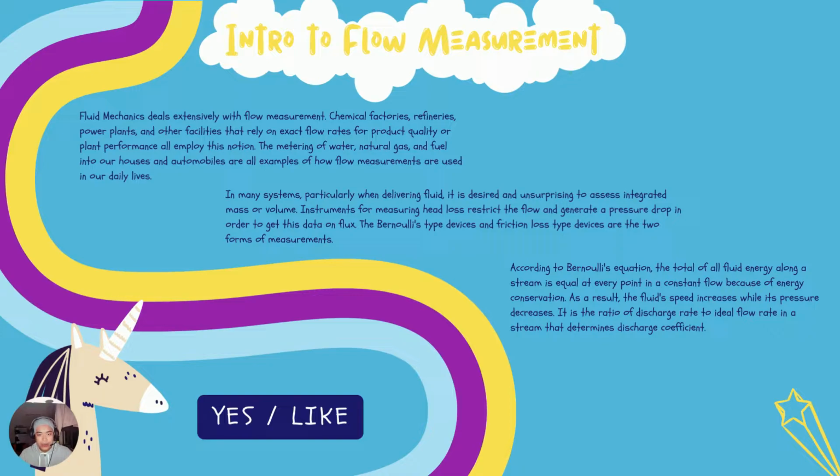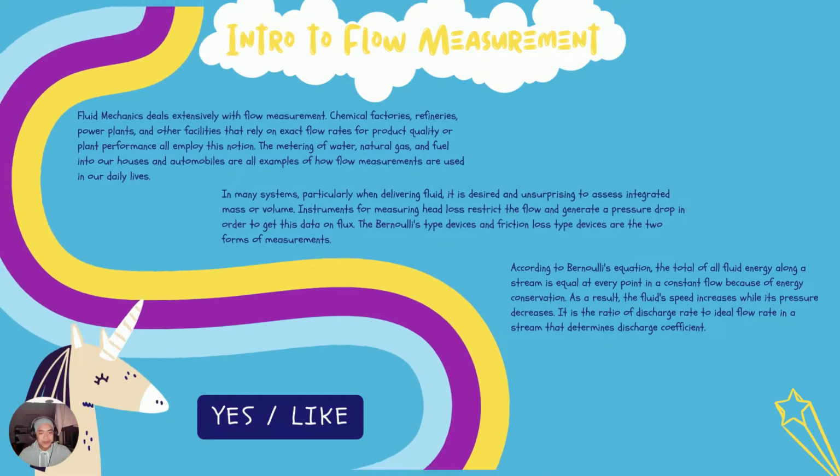According to Bernoulli's equation, the total of all fluid energy along the stream is equal at every point in the constant flow because of energy conversion. As a result, the fluid speed increases while its pressure decreases. The discharge coefficient is the ratio of the discharge rate to the ideal flow rate in a stream.